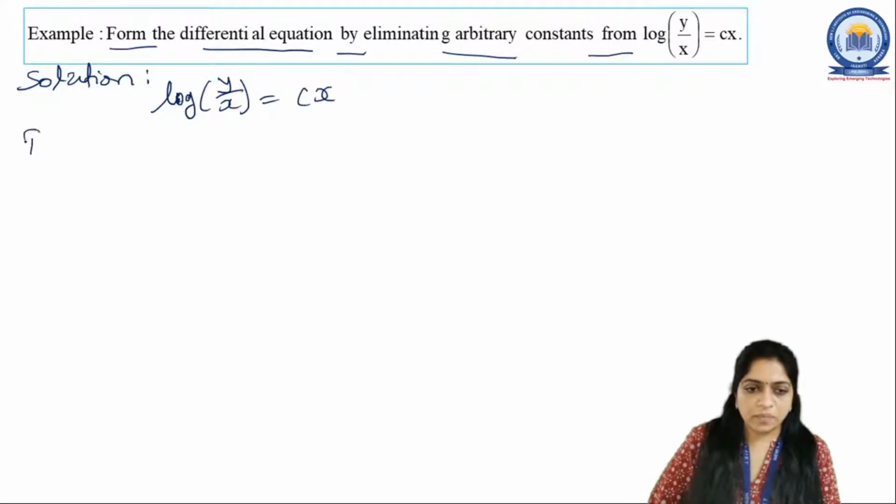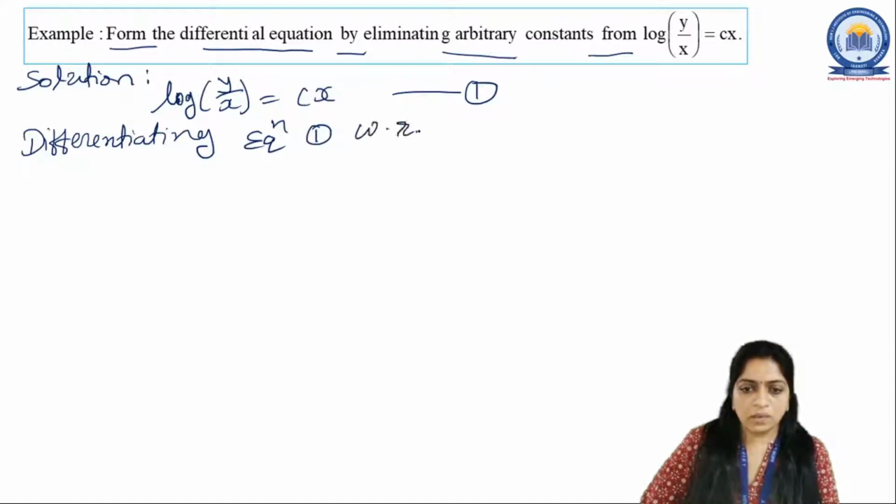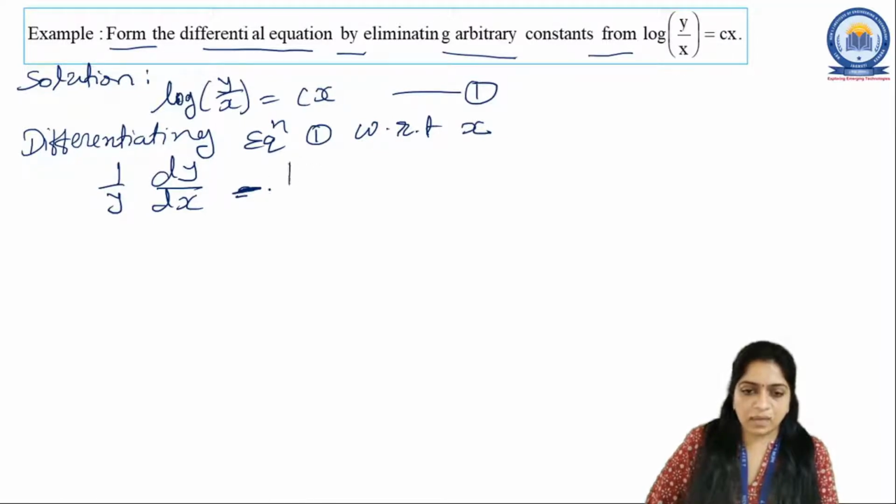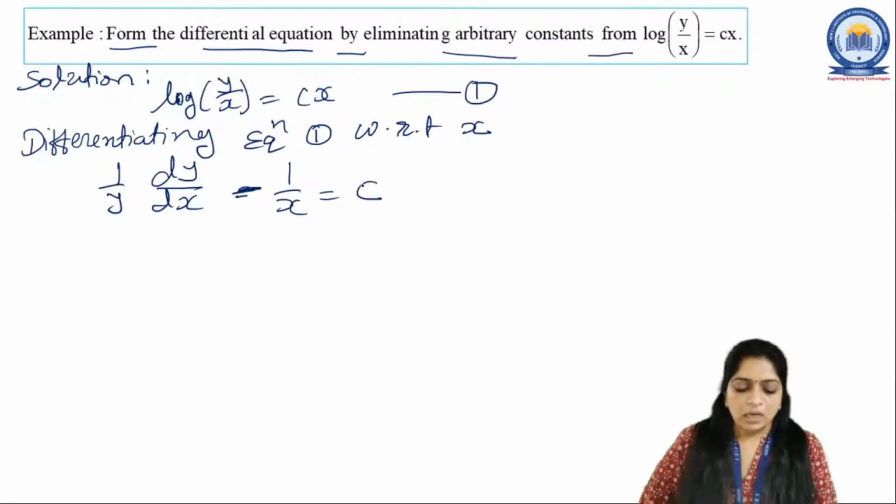This is equation 1. Differentiating equation 1 with respect to x, the derivative of log (y by x) is 1 by y into dy by dx minus 1 upon x, which is equal to c. Now eliminating c from equation 1.